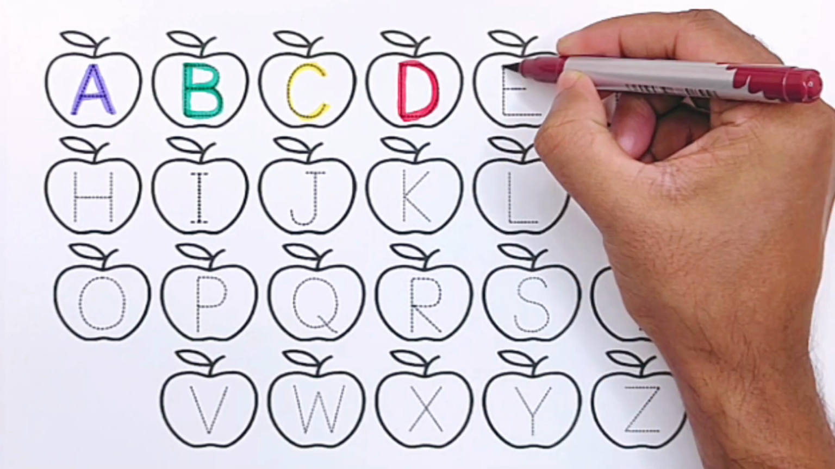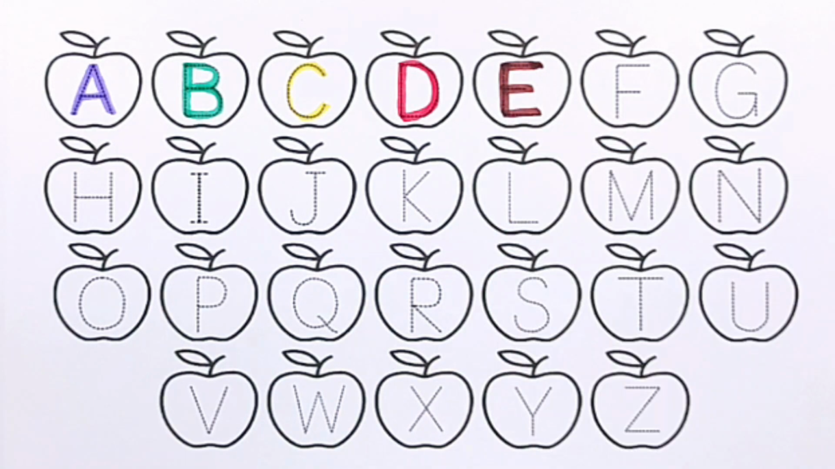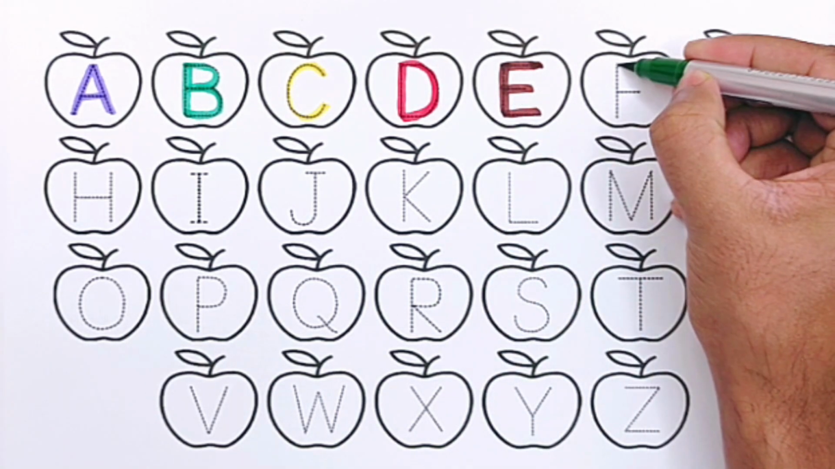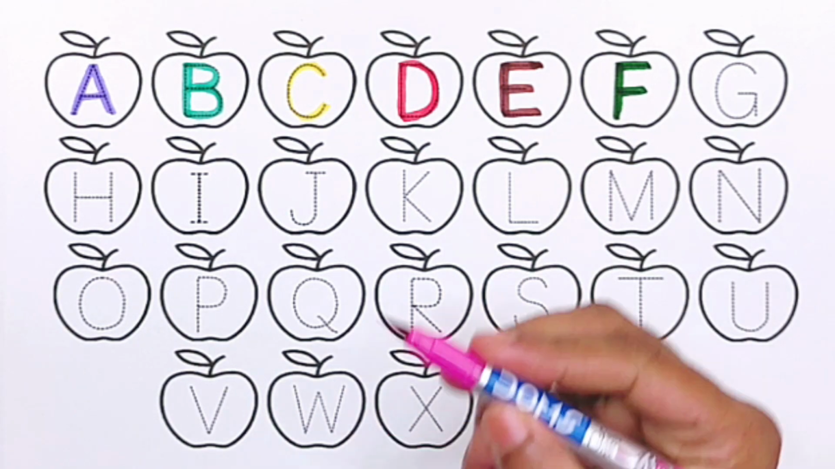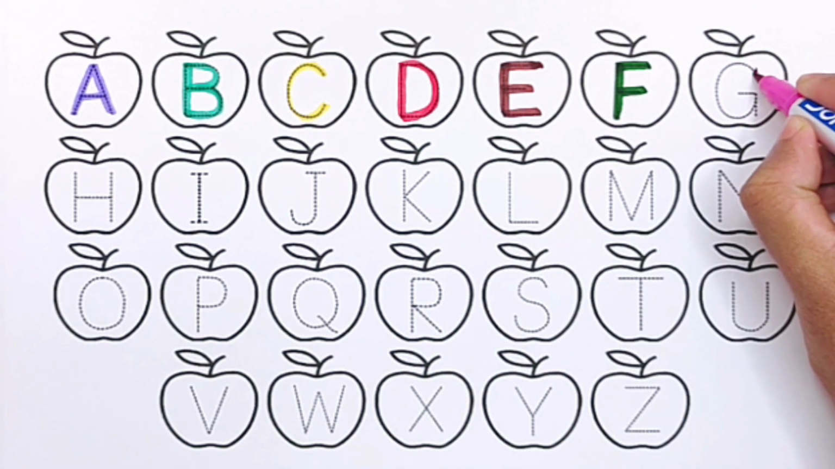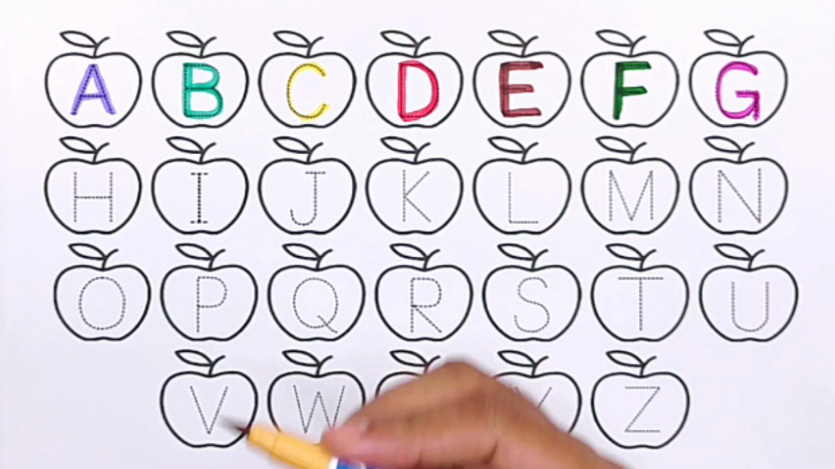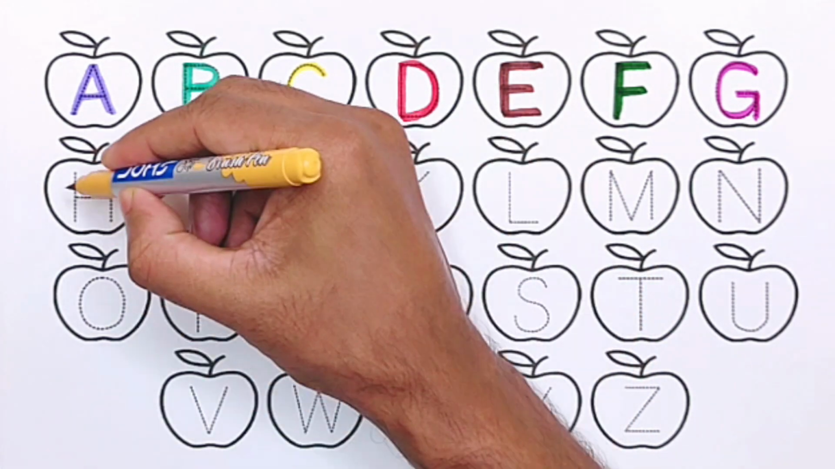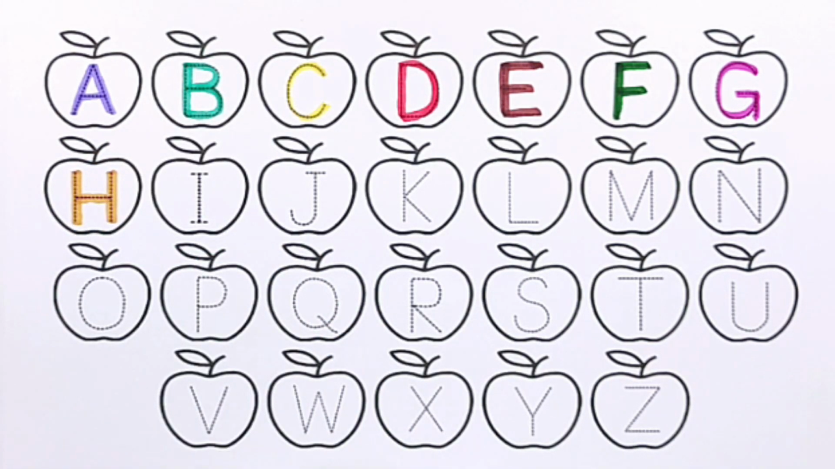Brown color. E for elephant. Green color. F for frog. Pink color. G for giraffe. Yellow brown color. H for helicopter.